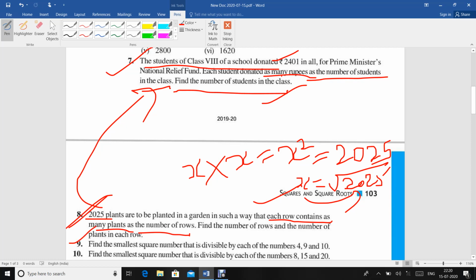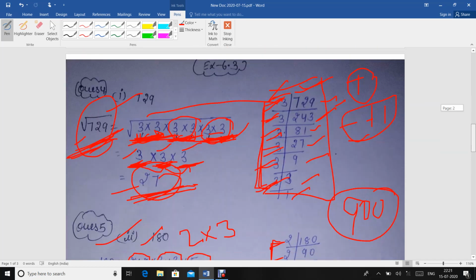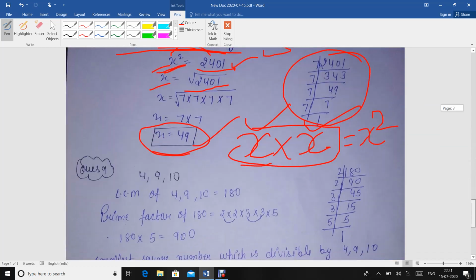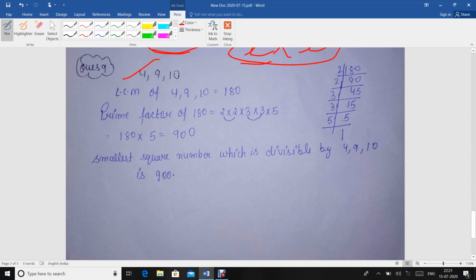Let us see question number 9. Find the smallest square number that is divisible by each of the numbers 4, 9 and 10. Means we have to find the smallest number that will be divisible by 4, 9 and 10 also. So to solve this question, firstly we have to find the LCM of 4, 9 and 10. I hope all of you know how to find the LCM of any numbers. So the LCM of 4, 9 and 10 is 180.